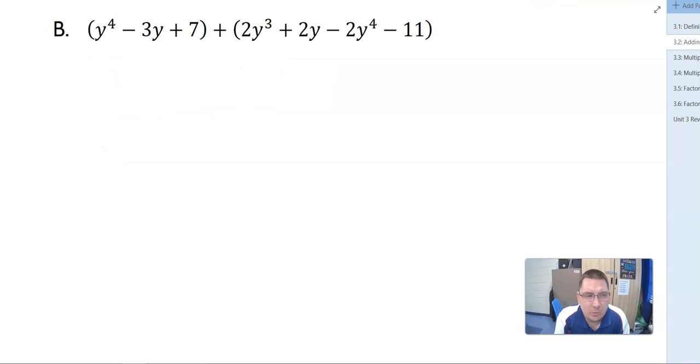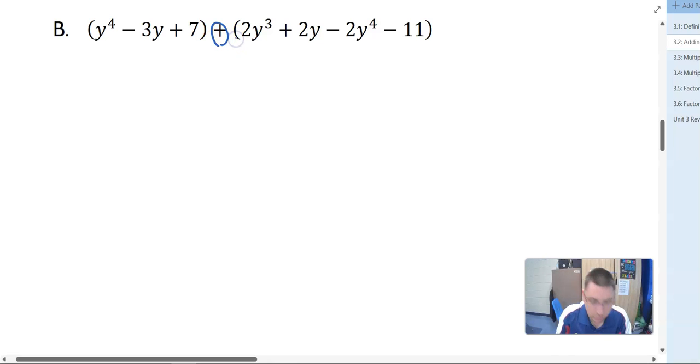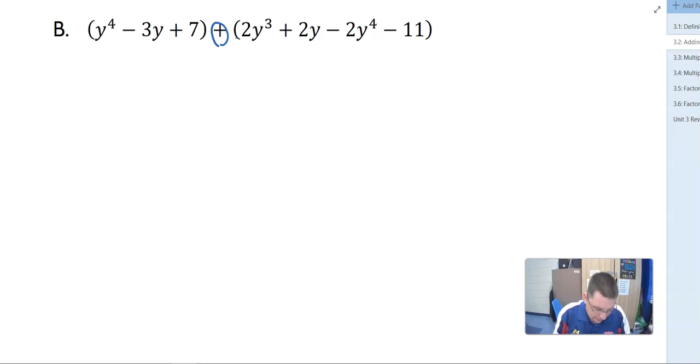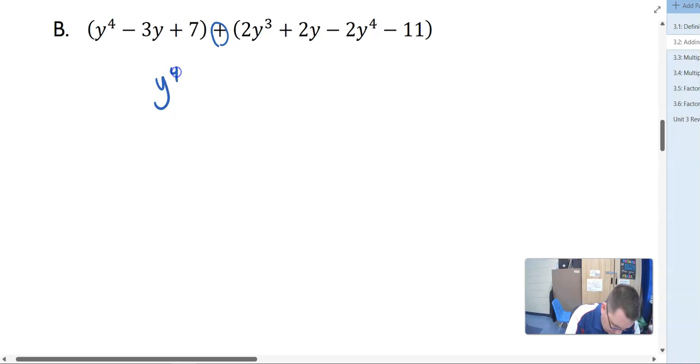So in example B, when we do it vertically, we have to make sure that the place values line up. Now, we do have a plus sign here, and so we're safe in adding these together. There's no sign changes going to happen to us. We just need to add the like terms. And so I've got y to the fourth. There's no y cubed term. There's no y squared term. My next term is a y term, and then I have a plus 7. And I'm leaving spaces for potential terms in the second polynomial.